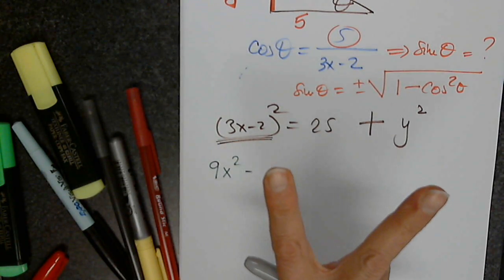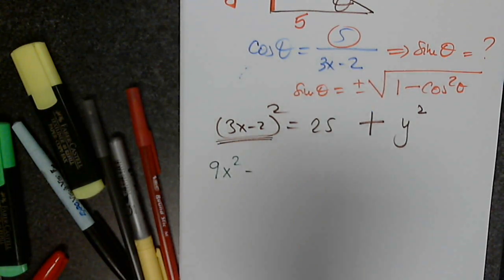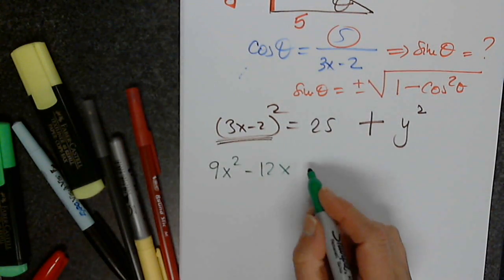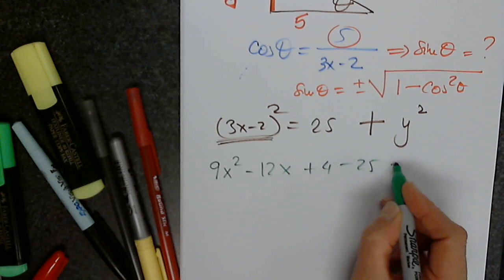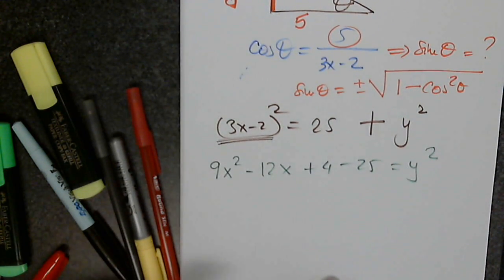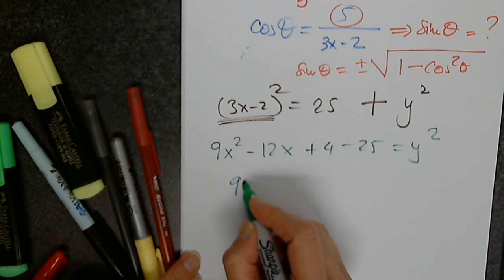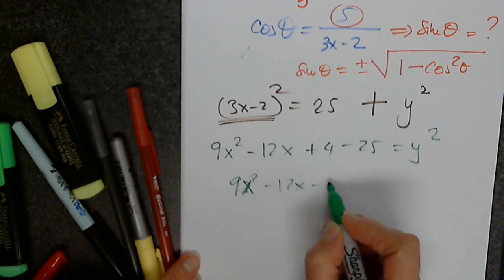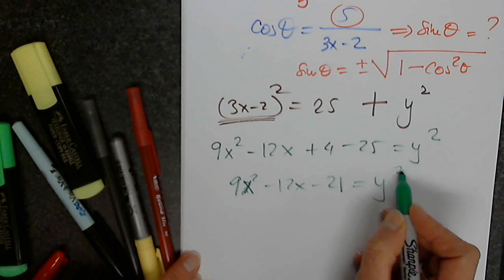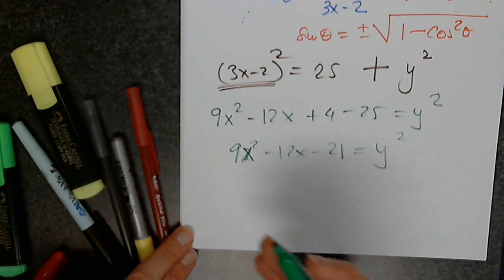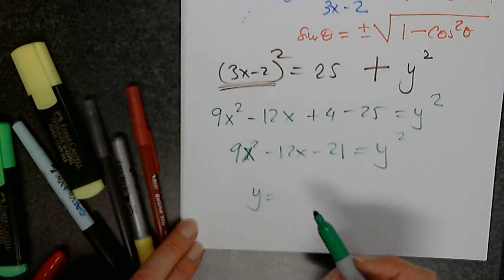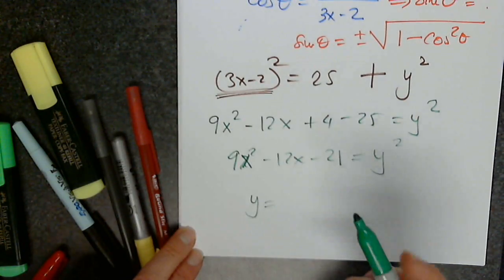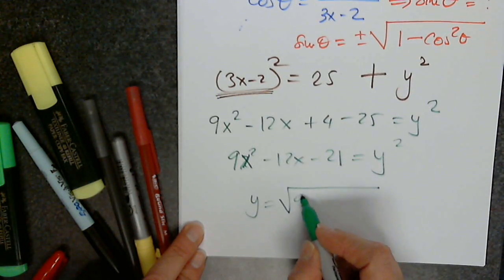Yes. 2 times 2 is 4, 4 times 3 is 12, plus 4 minus 25 equals y squared. So this is 9x squared minus 12x minus 21 equals y squared. I take the square root. Since it's a distance, it's a leg, it's this.